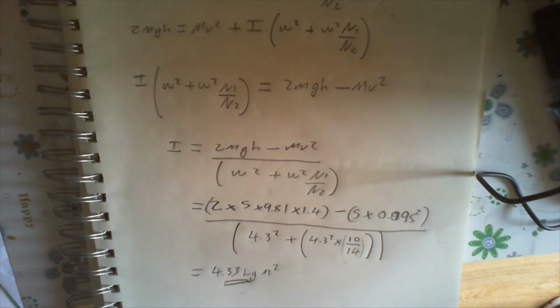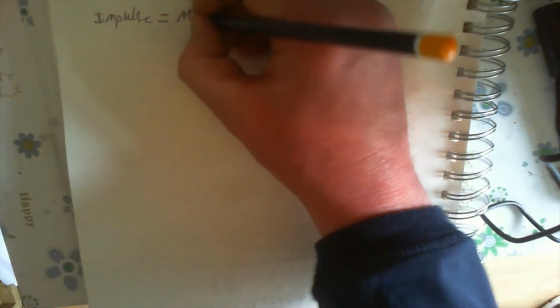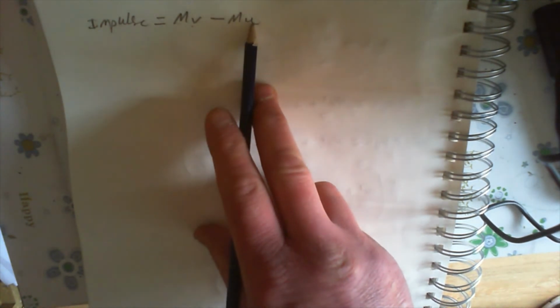Right, we'll move on to this next one. Determine the impulse when the mass strikes the floor. Is it linear or angular? Right, the impulse is your change of momentum. You subtract your initial momentum from your final momentum. Impulse is mv minus mu, your final momentum minus initial momentum.